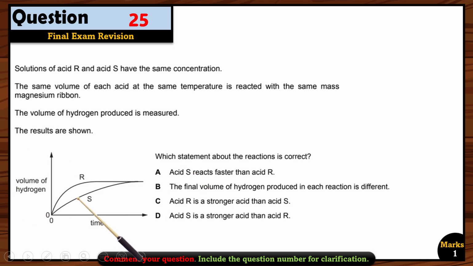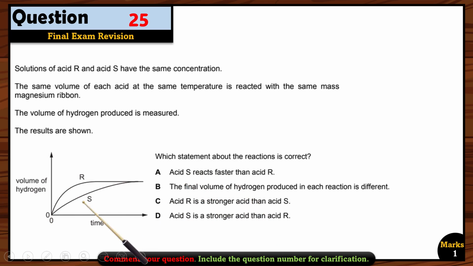But S is much weaker than R. If you see, the S slope is less steep as compared to the R. So the reaction is faster in R compared to S. So what does it mean? It means acid R is stronger than acid S. So let's see now one by one. Acid R is stronger, so acid S reacts faster.